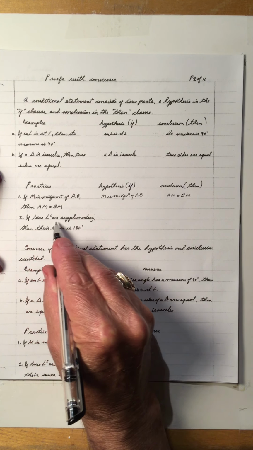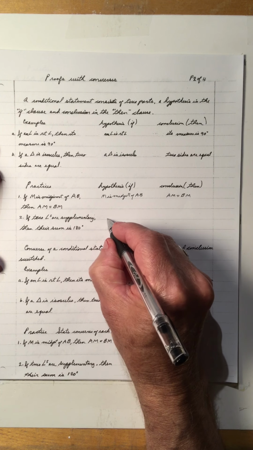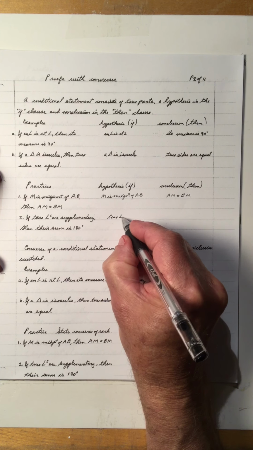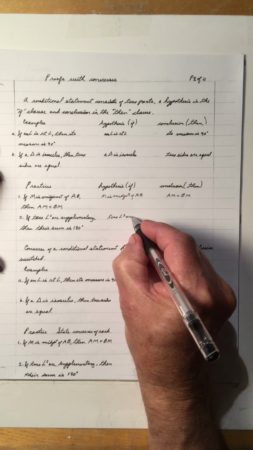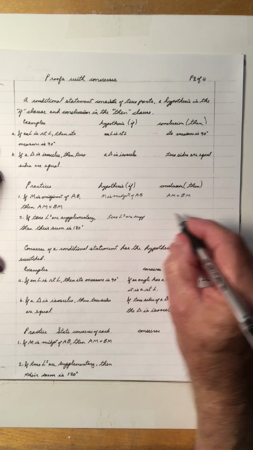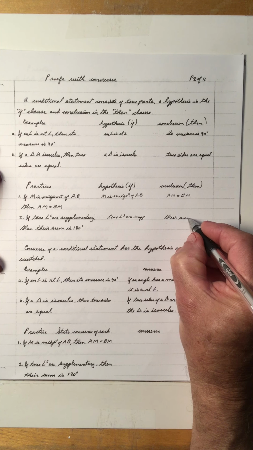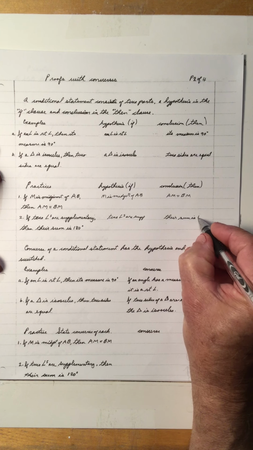Number two, if two angles are supplementary, then the sum is 180. The hypothesis: two angles are supplementary, and the conclusion: their sum is 180.